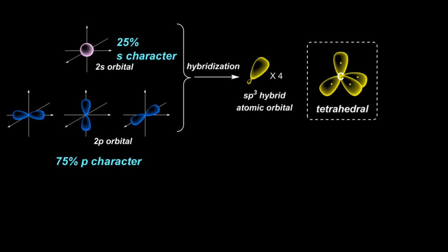And because of this mix, they naturally arrange themselves in a tetrahedral shape, spreading out as far apart as possible to minimize repulsion between electrons. That's why molecules like methane take on that classic tetrahedral geometry. It's all thanks to the shape of these hybrid orbitals.